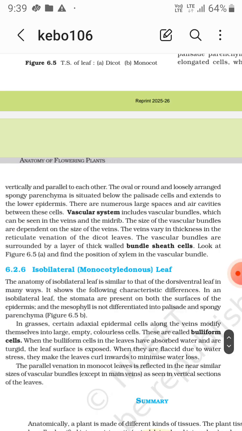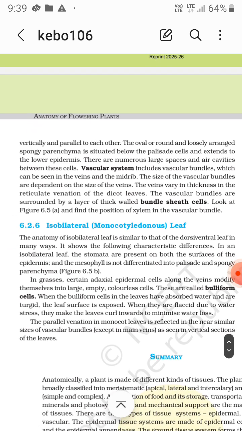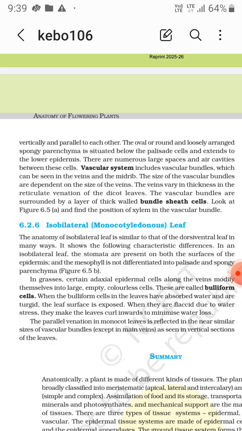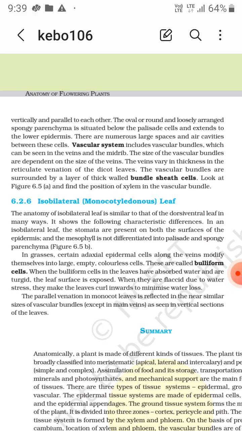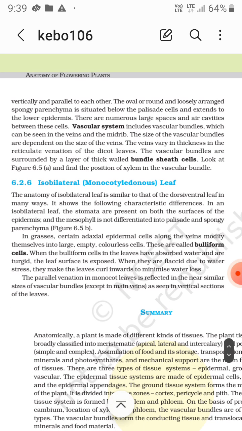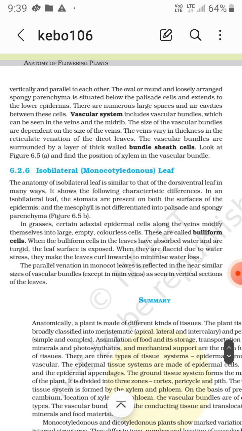The vascular bundles are surrounded by a layer of thick-walled bundle sheath cells in the dicot leaves, right? Look at the figure and find the position of xylem in the vascular bundle. Isobilateral is the monocotyledonous leaf; dorsiventral is the dicotyledonous leaf. The anatomy of an isobilateral leaf is similar to that of a dorsiventral leaf in many ways. It shows the following characteristic differences.